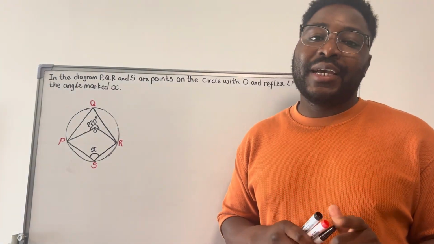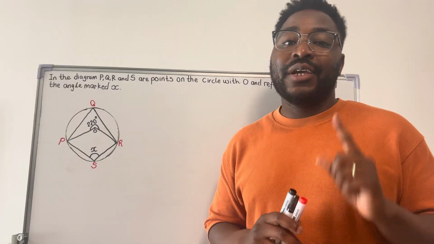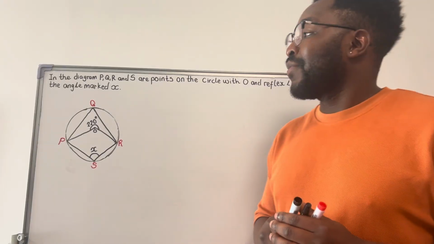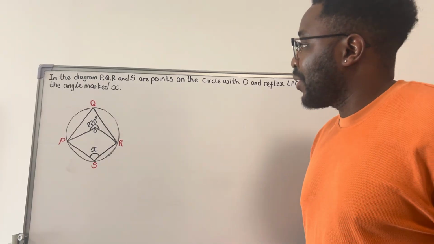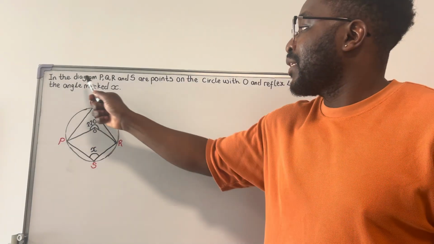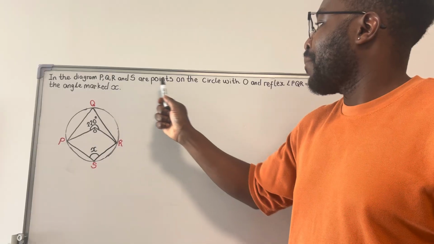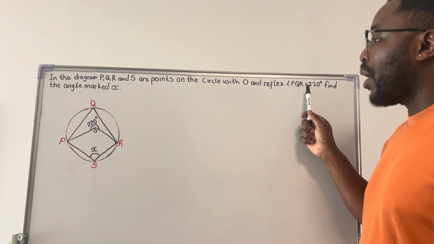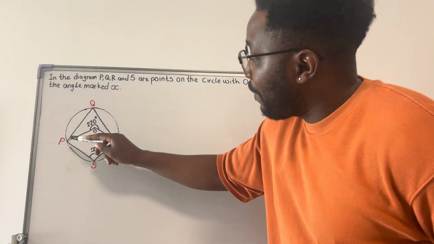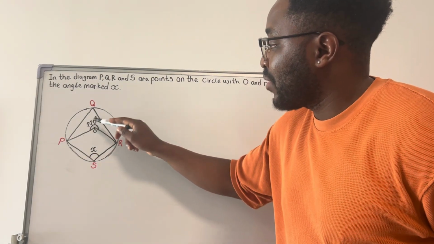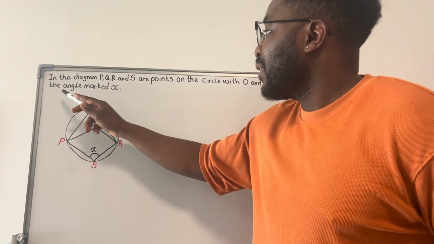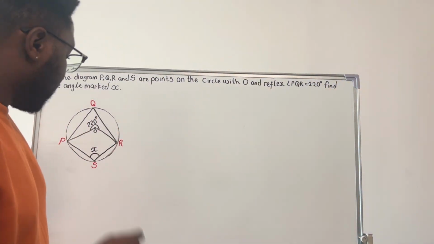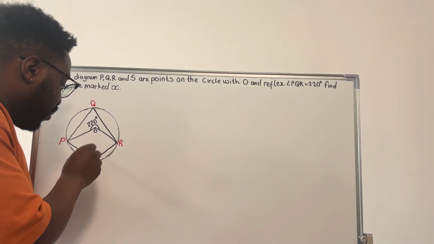Today we're going to be looking at a second theorem problem involving reflex angle, an angle at the center, and cyclic quadrilateral. Okay, so let's get to the question. The question reads: in the diagram, P, Q, R, and S are points on the circle with center O and reflex angle PQR 220. Find the angle marked X. So our goal here is to find this angle X.